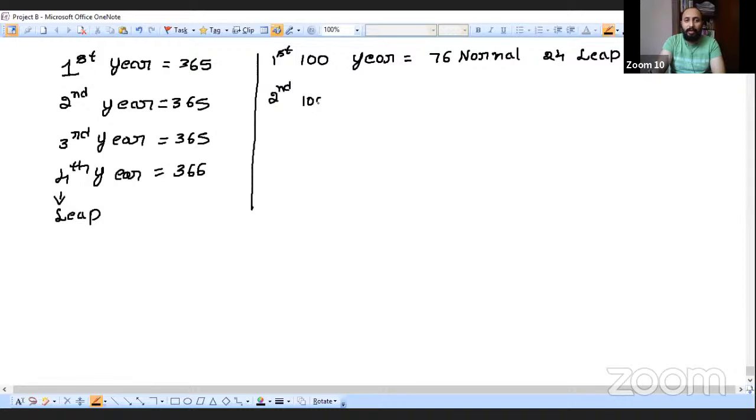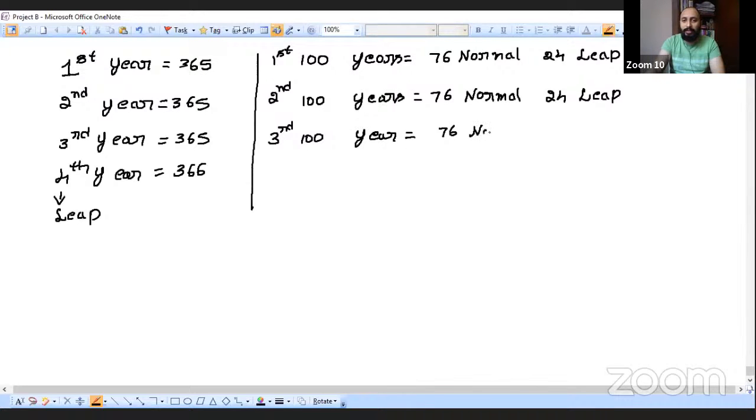Second 100 years, we will be giving 76 normal years and 24 leap years. Yeah, Bhumika, that is 8 degrees, print mistake. So here we will be going to the third 100 years. Also it is 76 normal years and 24 leap years.